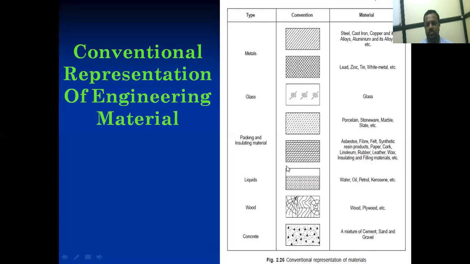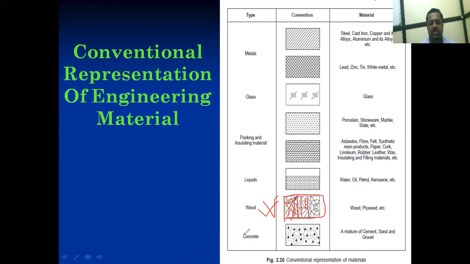Now see here, the screen is visible. The next material is wood. It may be wood or plywood. Suppose we want to show wood or plywood, how do we show it? Simple. This is the conventional representation for the wood. We draw a rectangle or square box, and inside that box we draw the lines in this manner only. This is the conventional representation for wood.